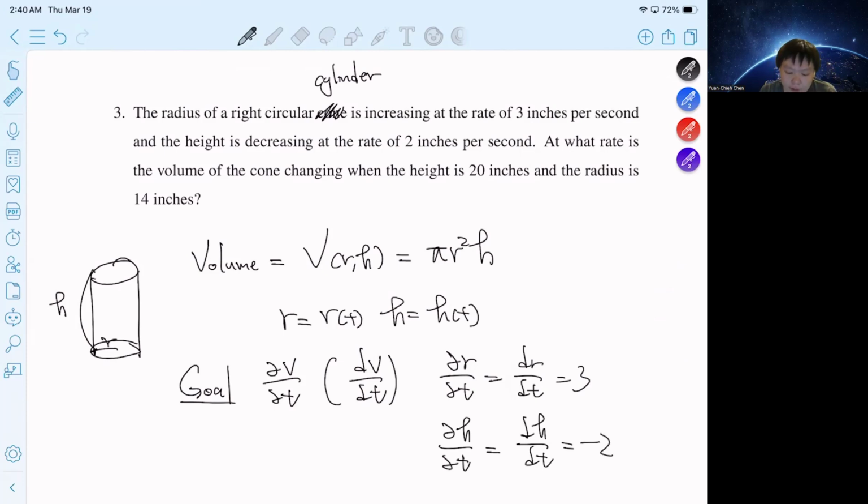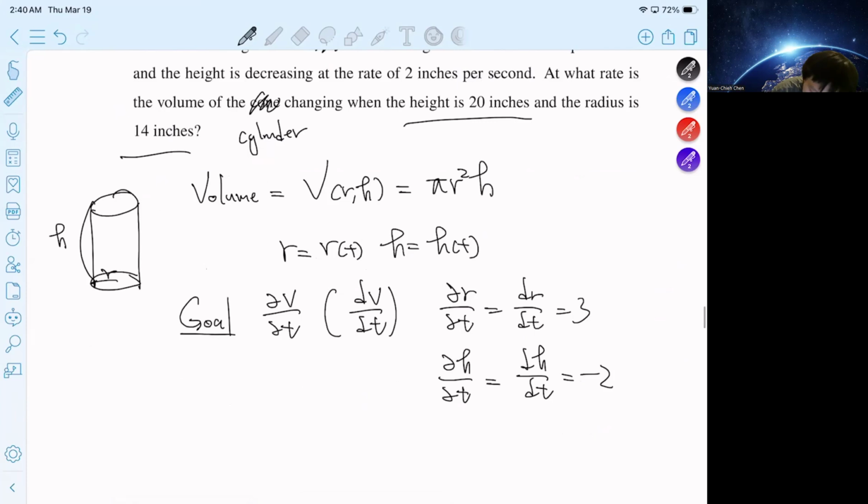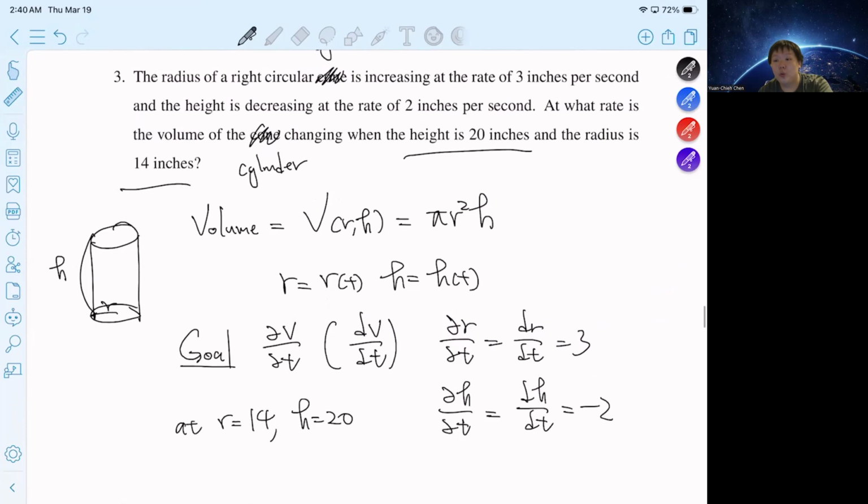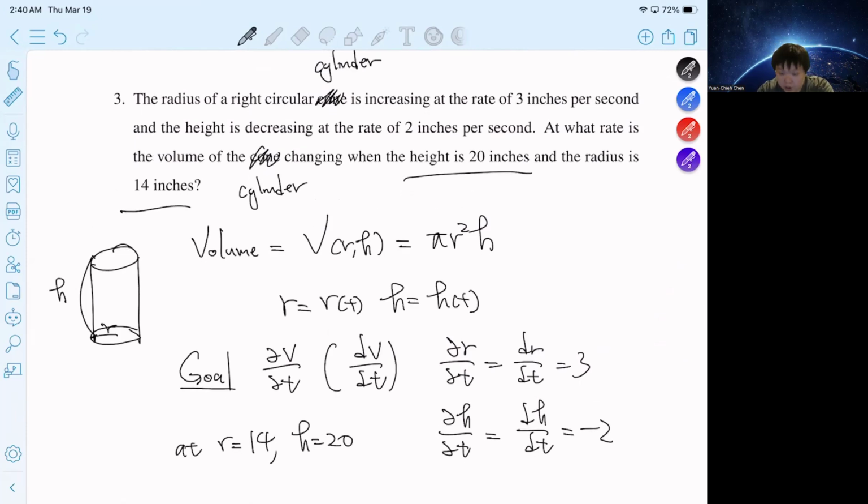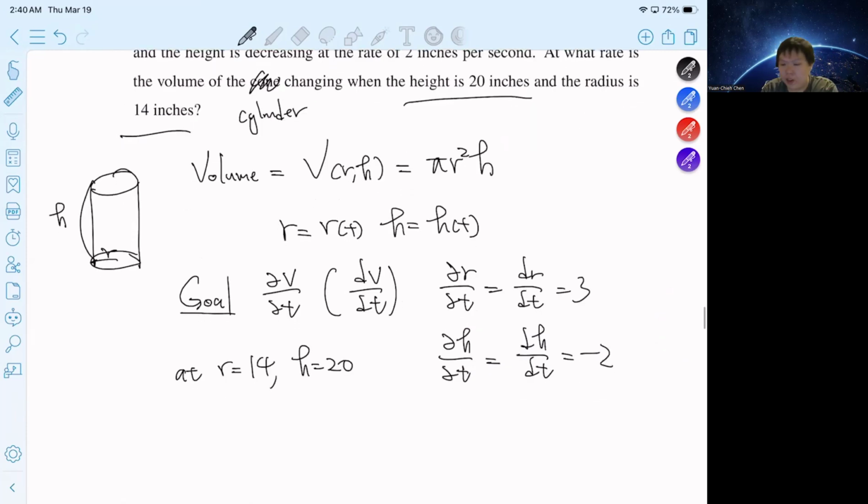And we want to find the volume of the cylinder changing when the height is 20 and radius is 14. So basically, I want to find this guy at R equals 14 and H equals 20. So that's it. I translate the wordy problem into a mathy problem. V is a function of R and H, R and H are functions of T, and I want to find this.